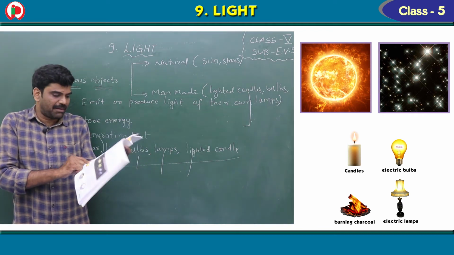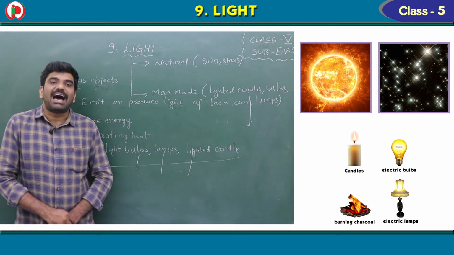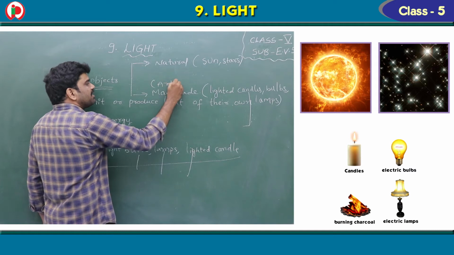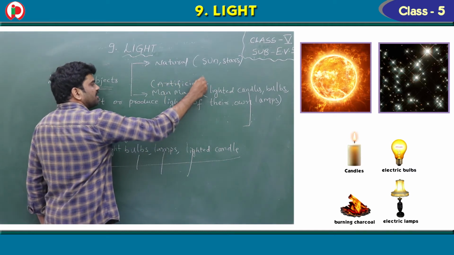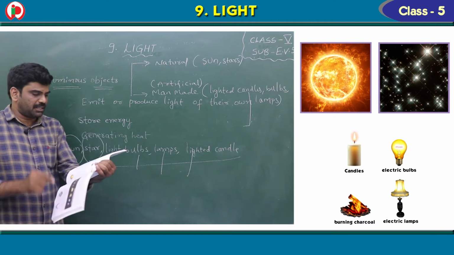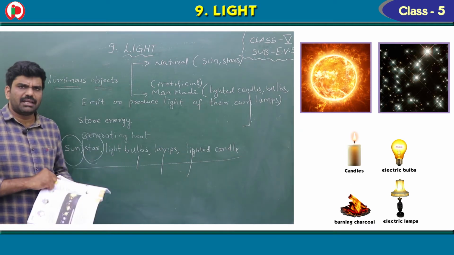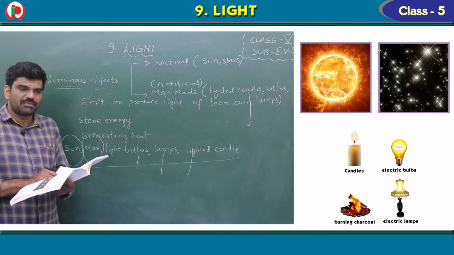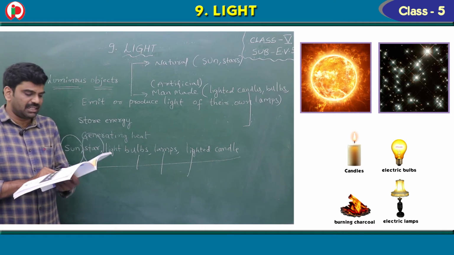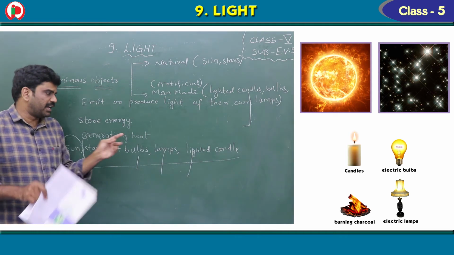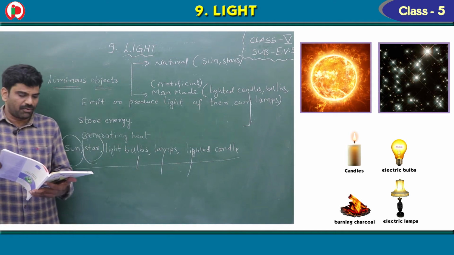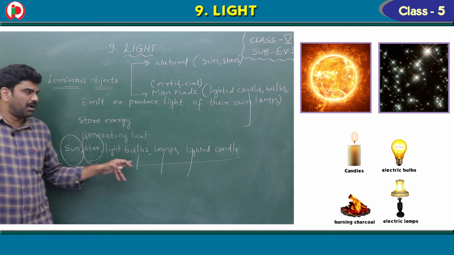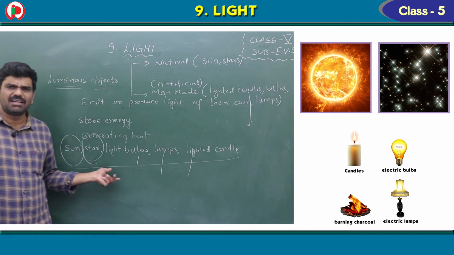Electric lamps are man-made objects, which are also called artificial. What is the other name for man-made? The other name for man-made is artificial. These are not natural. So once again I repeat, luminous objects are those objects that emit or produce light of their own. All luminous objects are a store of energy. They are capable of generating heat. Therefore a luminous object is a source of energy. The sun, stars, light bulbs, lamps, lighted candles are the examples.